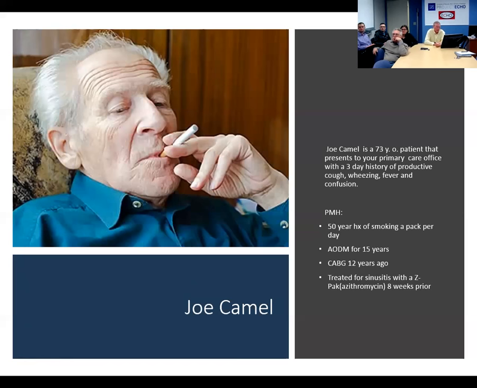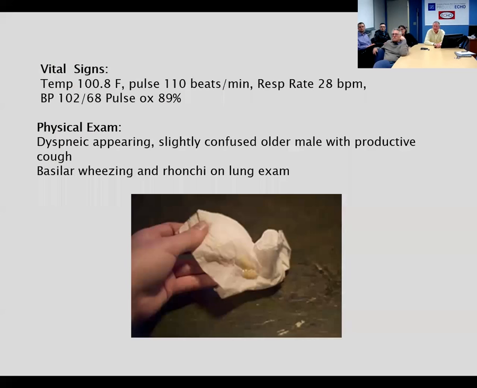All right, so he comes in with cough, wheezing, fever, and confusion. On exam, he has a temperature of 100.8. He's a little bit tachycardic. His pulse ox is a little bit low. When you examine him, he looks short of breath. He's a little bit confused. He's coughing up goobers, which he shows you very nicely. And in the back, he has some wheezing and rhonchi on lung exam. So smoker, diabetic, comes in with fever, cough, confusion, and productive phlegm.